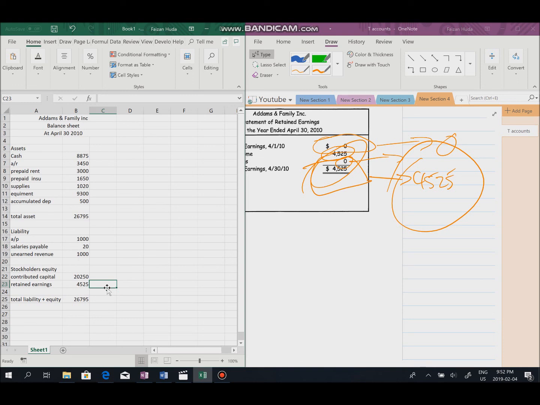On a test or exam, it's always best to make your balance sheet at the very last. This is how you should do on the exam. First do your journal entries, adjusting entries, post T accounts, make a trial balance, make income statement, make your retained earnings, and in the very end make your balance sheet.